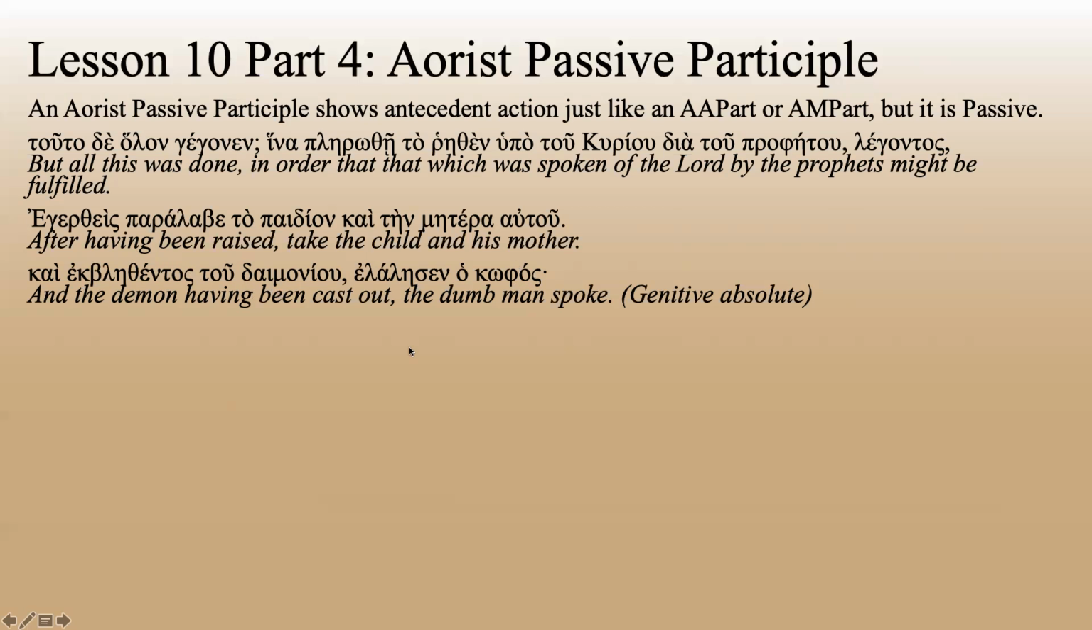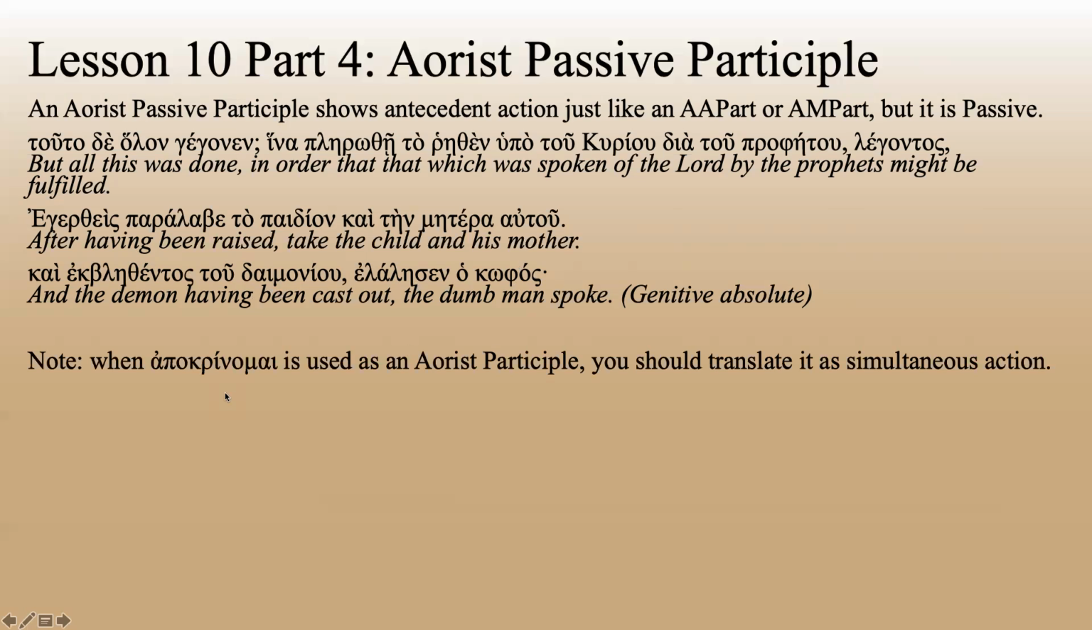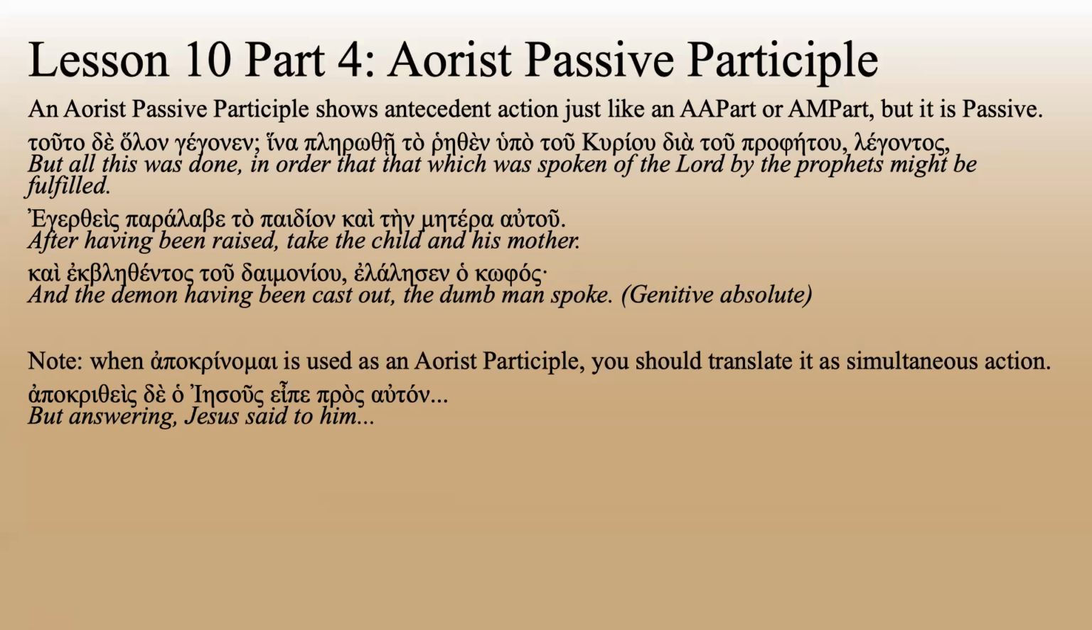The dumb man spake. Now note, when apokrinomai is used as an aorist participle, you should translate it as simultaneous action. So for example, here we've got apokritheis de ho Iesous eipen pros auton, but answering, Jesus said to him. We don't want to say, but having answered, Jesus said, because the saying is actually the answer that's being given. It's just a little quirk that Greek has, that apokrinomai will often show up as an aorist participle, which we think of as being antecedent action, but in Greek, it's actually a simultaneous action when we're talking about speaking, especially with this answering kind of idea going on.